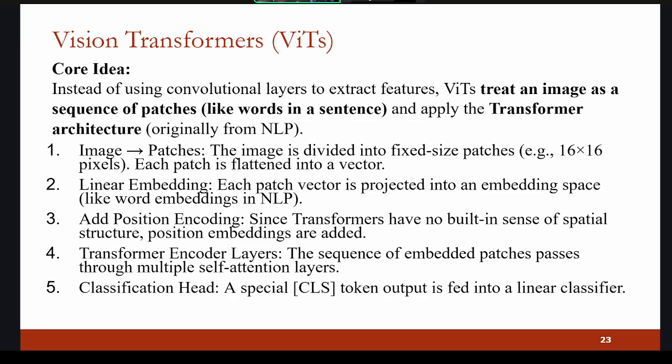Okay, and each patch will be converted into a vector. Like our image matrix here, instead of the entire image matrix, we are dividing the image into so many patches, and for each patch you'll have a flattened vector. That will be given as input to the next layer, which is nothing but your linear embedding layer. Here each patch will be projected into an embedding space.